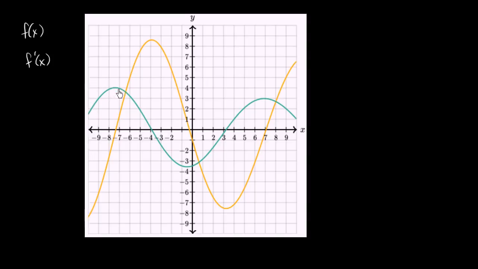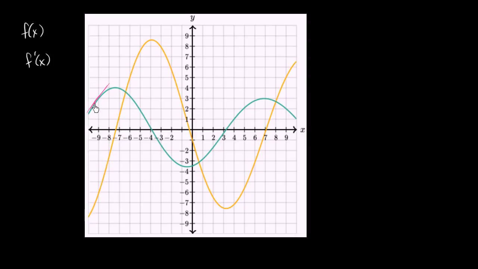If the green function were f of x, could the orange function here, the yellow function, be f prime of x? So let's think about what's happening to this green function at different points. This green function right over here, if we start at the left, has a positive slope. So if this orange function were f prime of x, if it were the derivative of the green function, then it would have to be positive because the green function's slope is positive at that point. But we see that it's not positive.